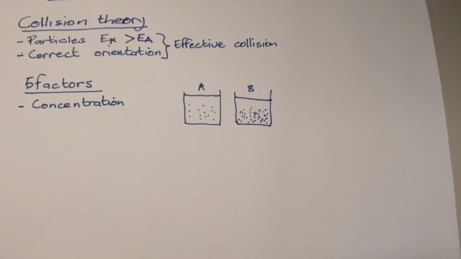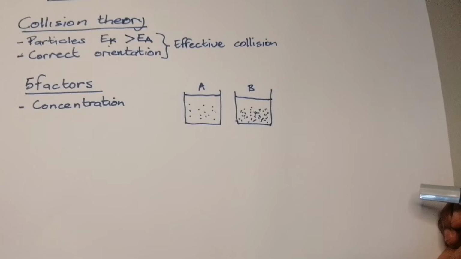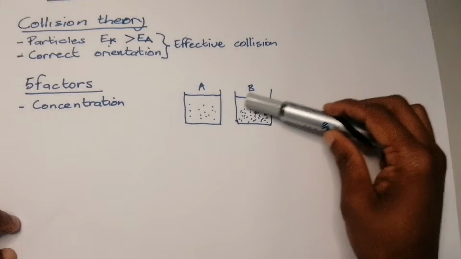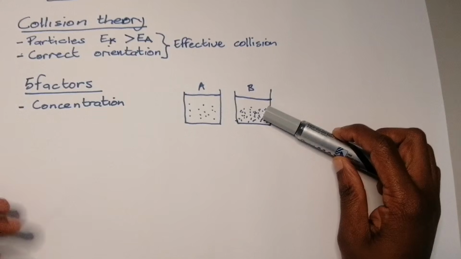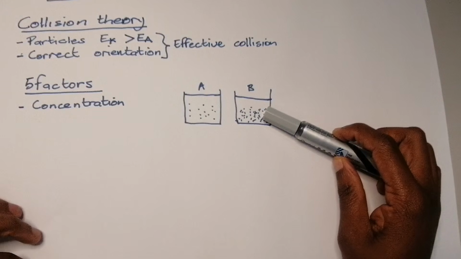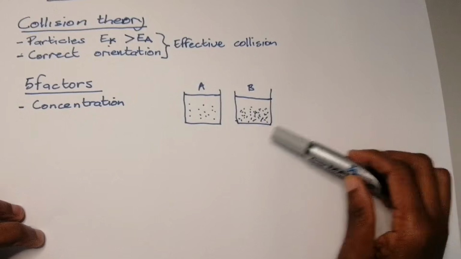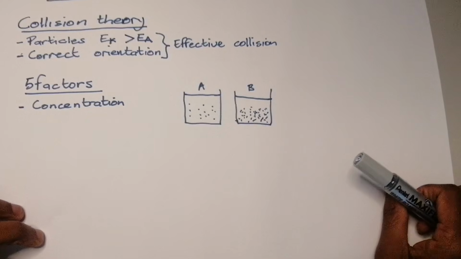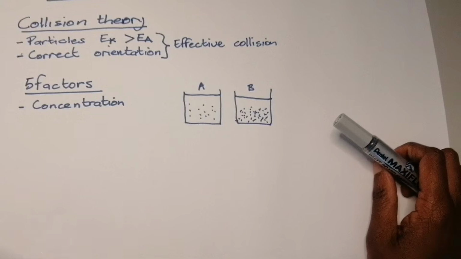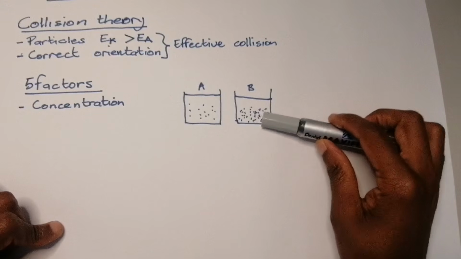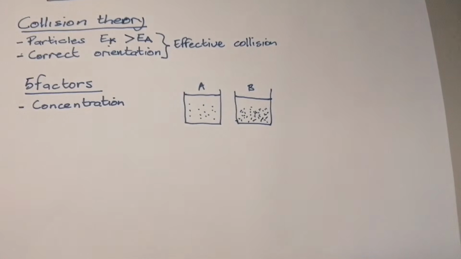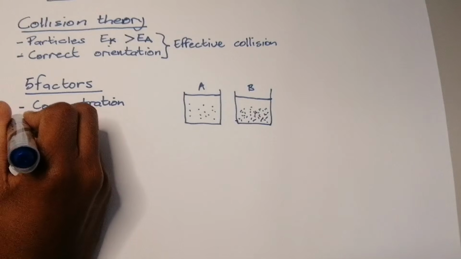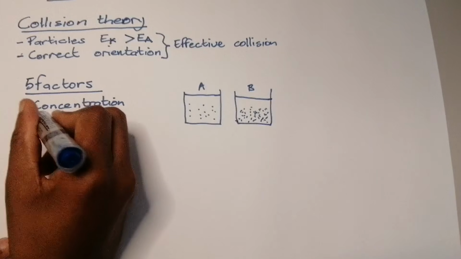Now think about it. Why would concentration increase the rate of a reaction? The higher the concentration, the more particles there are, the more chances of collisions taking place per unit of time, isn't it? So it means more collisions take place, which results in an increased rate of reaction. If more collisions are taking place, there'll be more chances of effective collisions per unit of time.